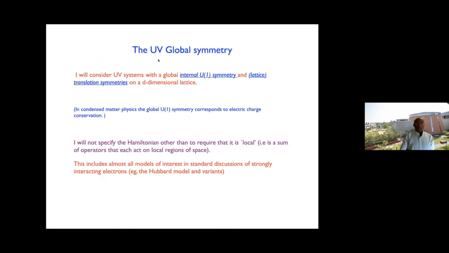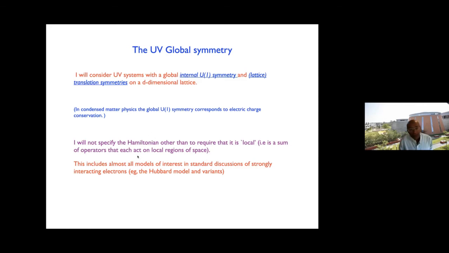Okay, so let me describe the systems I'm interested in. I'm going to be interested in UV systems with a global internal U(1) symmetry and lattice translational symmetries that live on a d-dimensional lattice. So in condensed matter physics, this global U(1) symmetry will simply correspond to electrical charge conservation. So we can think about electrons hopping on a lattice, right? In a manner that conserves the electron's charge. And this will define the UV global symmetry of my system, right?